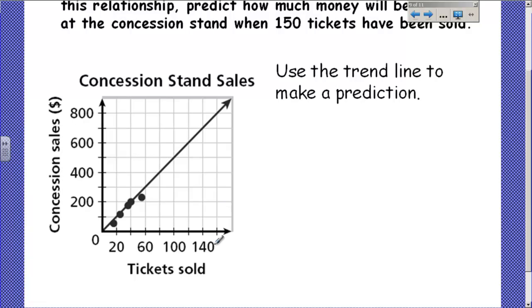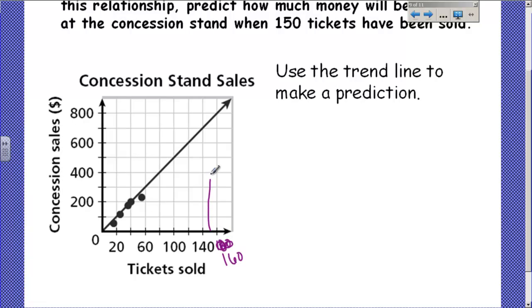We want to know how much money will be made when 150 tickets have been sold. Well, 150 tickets would be, I apologize, about right here. If you look, this would be 20, this would be 40, this would be 60, 80, 100, 120, 140, which means this would be 160 right here, because this goes up. I apologize, this would be 180. I was right the first time. It's 160. Every little line counts for 20, which means 150 is about in the middle right here.